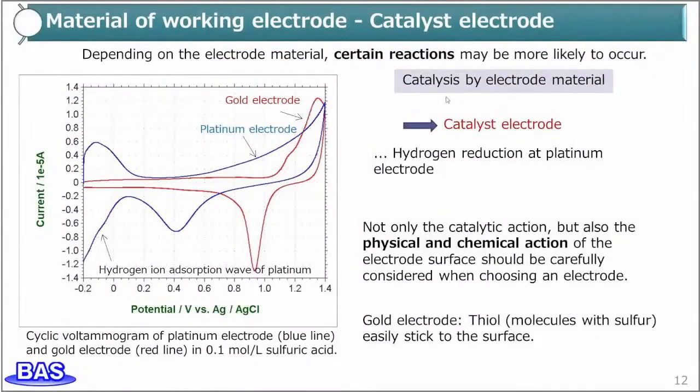Depending on the material of the electrode, the reaction may occur more easily. This is because the electrode acts as a catalyst, and it is called an electrode catalyst. It is known that hydrogen ions react more easily when platinum is used. The electrode material also has various physical and chemical actions. For example, the gold electrode has the characteristic that it is easy to attach molecules with sulfur. So, it is necessary to carefully consider and select the electrode necessary for measurement.